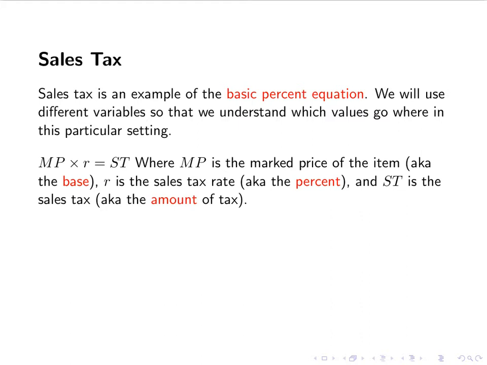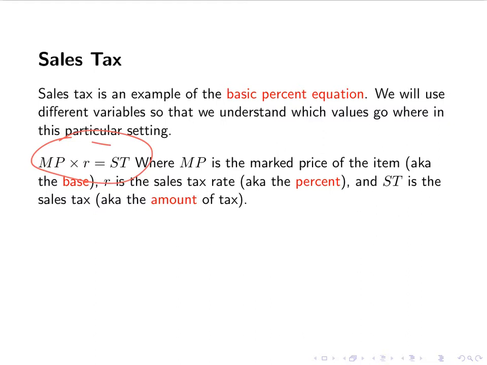So the base in this case is going to be the marked price, which we call MP. The percent is the sales tax rate, which we call R. And the amount is the amount of tax, which we call ST for sales tax. So we're going to have MP times R equals ST. Again, it's just the basic percent equation.